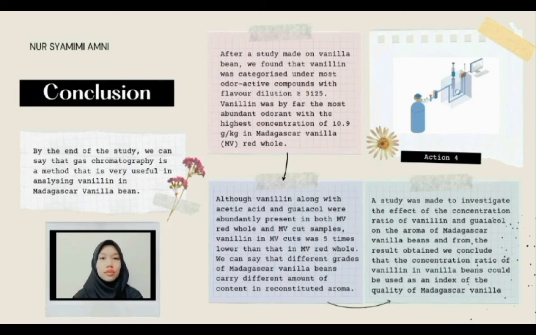Vanillin was by far the most abundant odorant with the highest concentration of 10.9 gram per kilogram in Madagascar vanilla MV red hole. Although vanillin along with acetic acid and guaiacol were abundantly present in both MV red hole and MV cut samples, vanillin in MV cut was 5 times lower than that in MV red hole. You can see that different grades of Madagascar vanilla beans carry different amounts of content in reconstituted aroma.